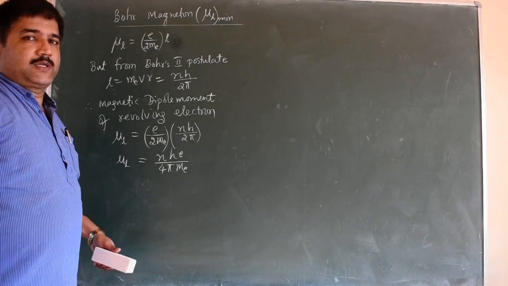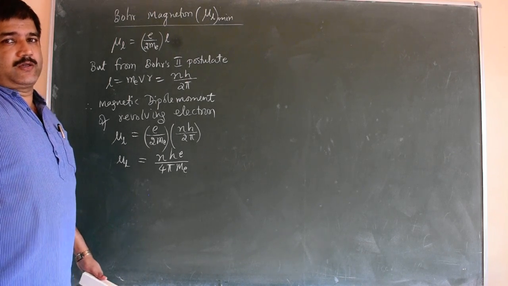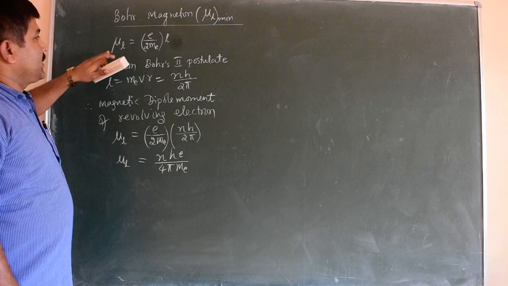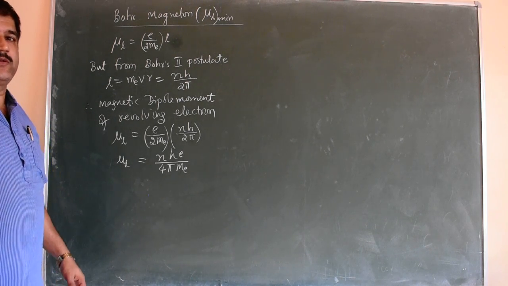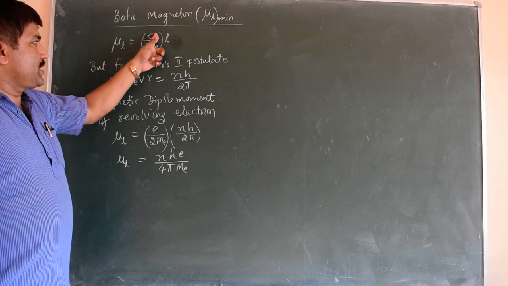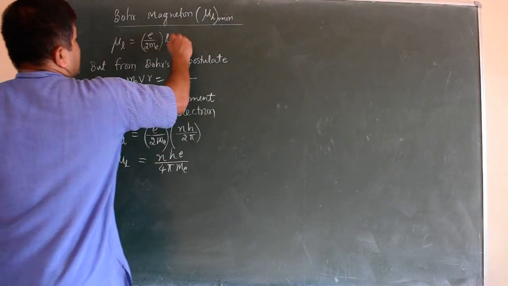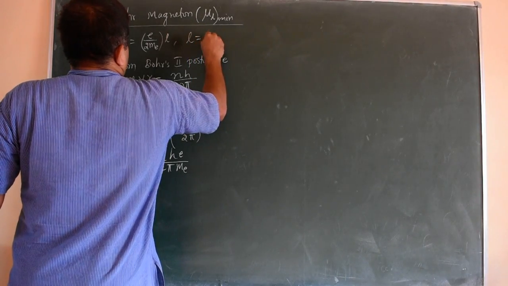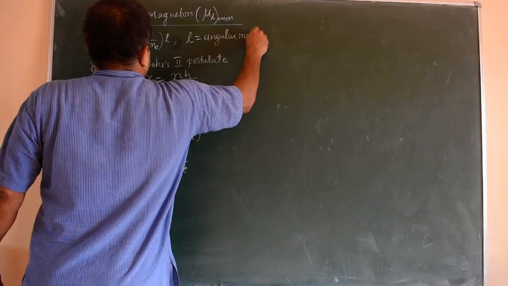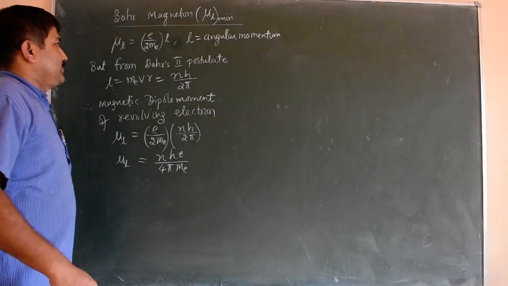Dear students, in the last class I discussed Bohr magneton up to here. The magnetic dipole moment of the revolving electron in a hydrogen atom is given by mu L equal to e by 2m into L, where L is the angular momentum of the revolving electron.